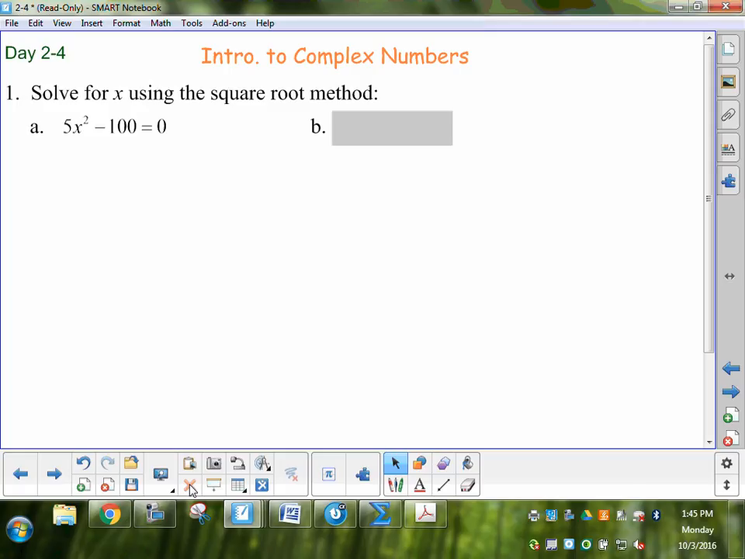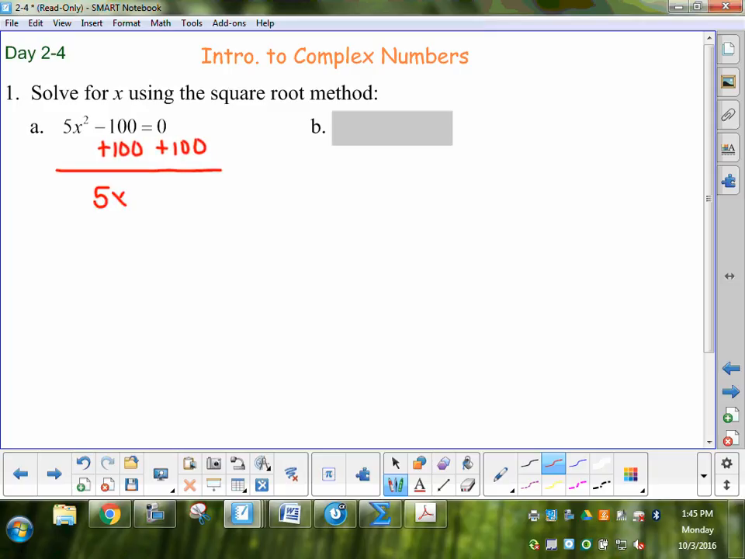Hands up, please, if you can tell me what I could do in order to solve this question out. You could take out a GCF of 5. There's no middle term here, so I can isolate and then take the square root. So if I do that, I have 5x squared is going to be equal to 100. What would you do next? Caleb? Take the square root of those sides. Not yet. Oh, divide by 5. Divide both sides by 5. So we're going to get x squared is equal to 20.